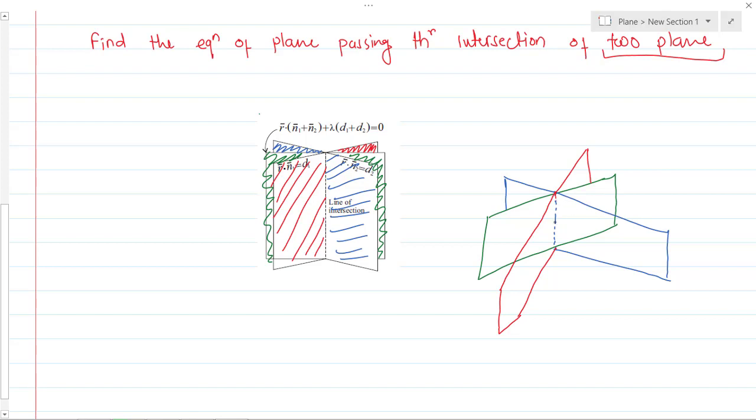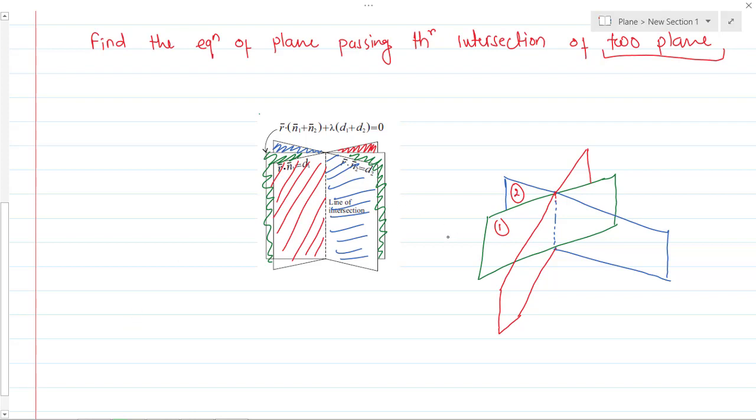See, this dotted line is the intersection of the first and the second plane. Now the third red one is the desired plane. We want to find out the equation of this plane which is passing through this intersection of the previous two planes. I hope it is clear now.